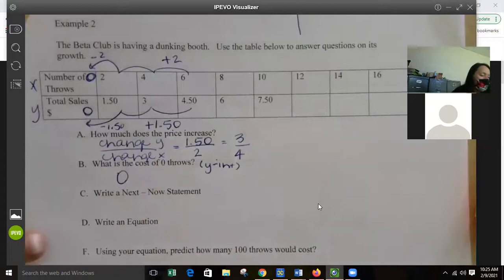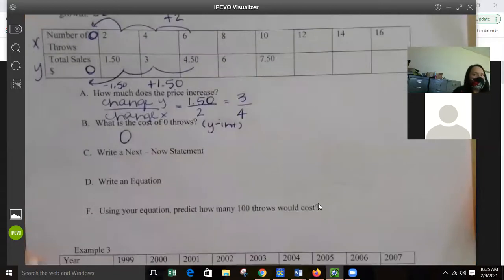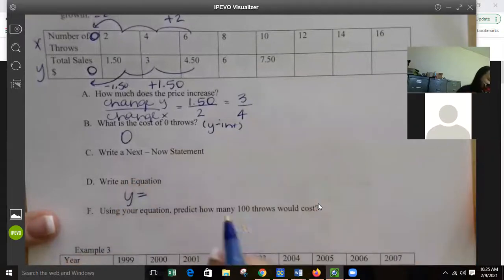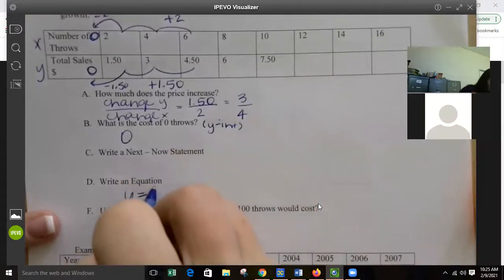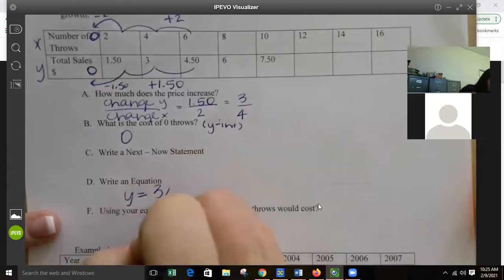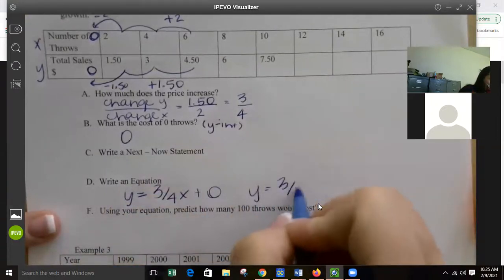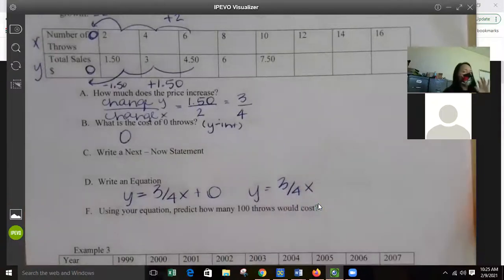So all right, write a next now statement. I'm going to write the equation first. Okay, here's your equation. Y equals, what's your slope? 3/4 x. And then we had plus 0, and remember, if we're doing EDIA, they don't like you to put that plus 0 on there. But I'm going to leave it there for just a minute, okay? Either way you give it to me will be perfect today, okay? I think you have multiple choice today, so it's not going to matter anyway. Just like yesterday, it's going to be on Canvas.